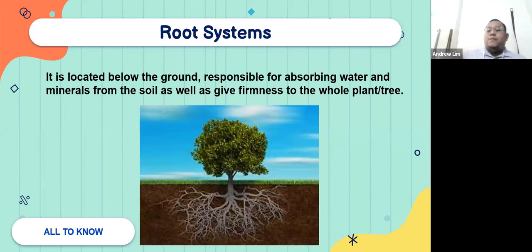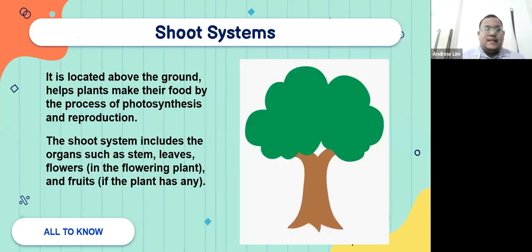So this root system is very important. Why? Because it holds the plant onto the ground firmly, so that no matter how strong the wind blows, the tree can still stand upright without shaking its body. All right. Next, the shoot system is located above the ground. It helps the plant to make its own food through the process of photosynthesis and reproduction. So the shoot system includes organs such as the stem, leaves, and flowers in flowering plants, and fruits if the plants have any.